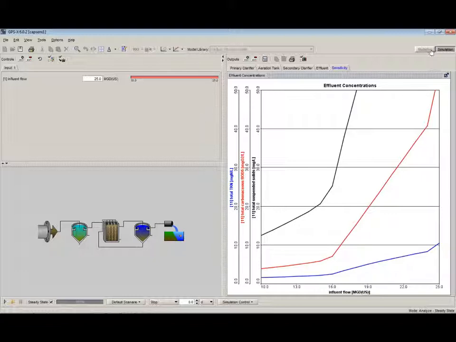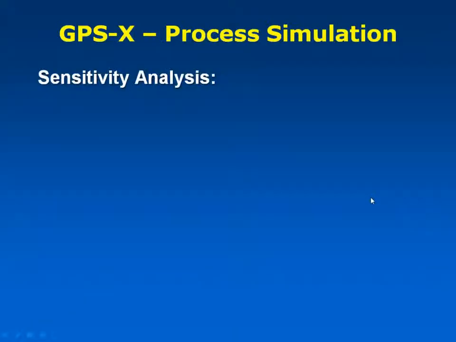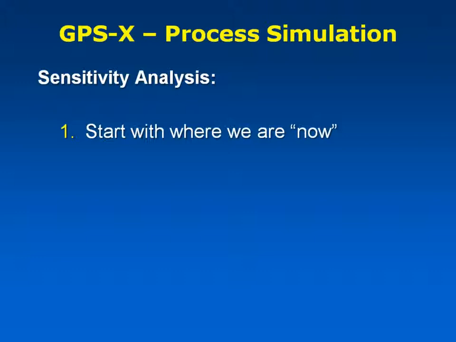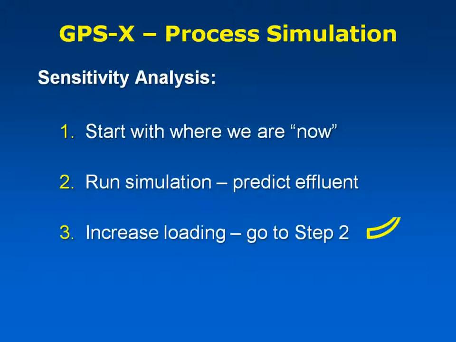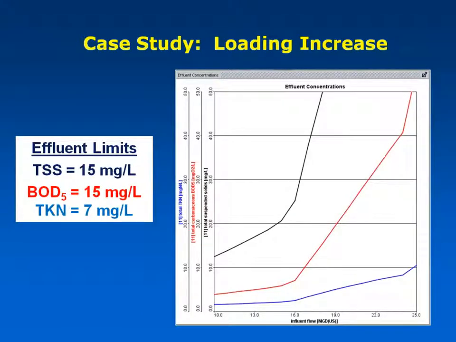Okay, so I'm going to pop back to my slides at this point and highlight some of those results there. So in that sensitivity analysis, we basically started where we were at now, 10 mgd, and we ran simulations, then we increased it, then we ran another simulation and increased it again, and then we looked at where that failure point is going to be.